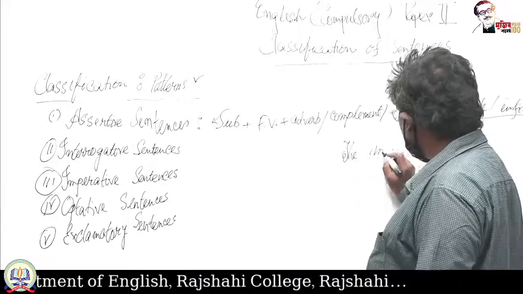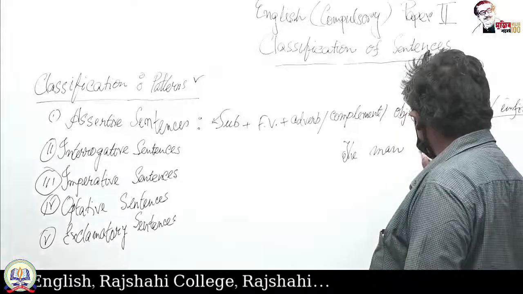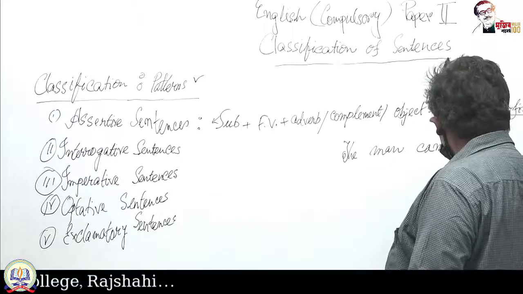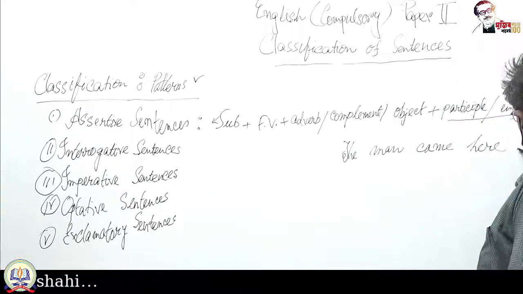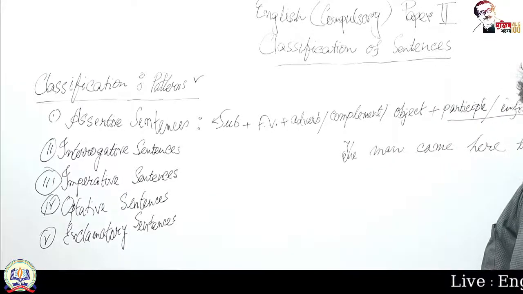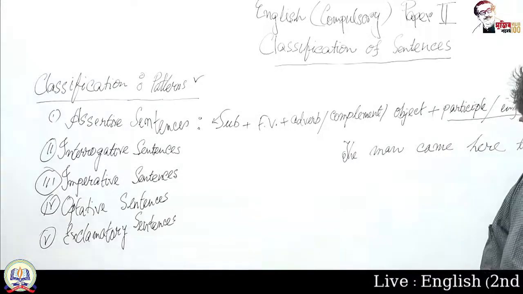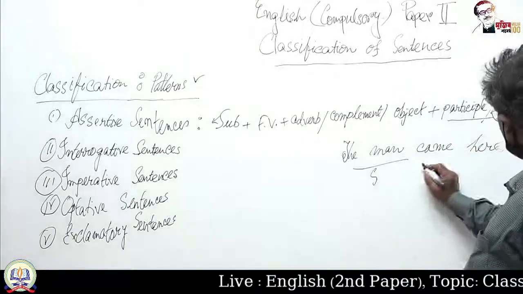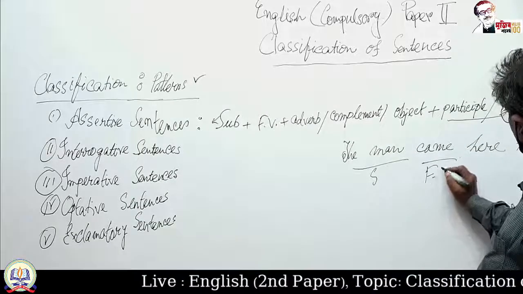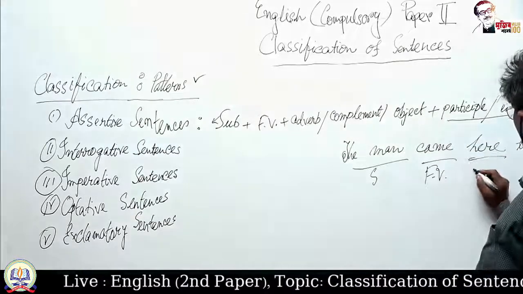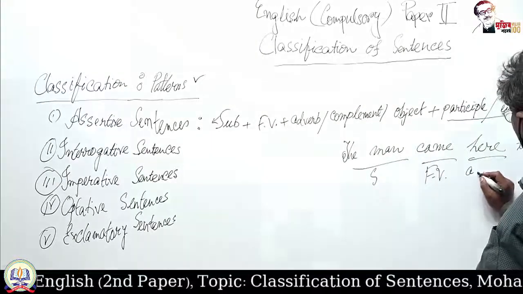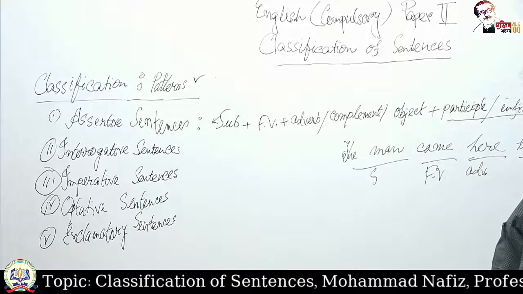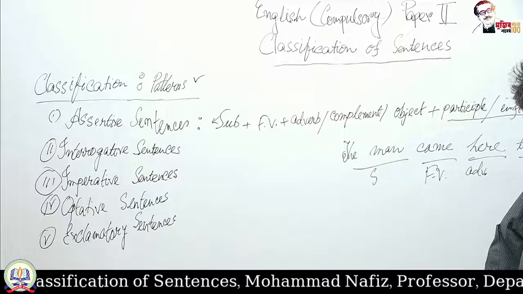The man came here to see us. Here the man is the subject, came is the finite verb, here is the adverb, and to see us is the infinitive phrase.